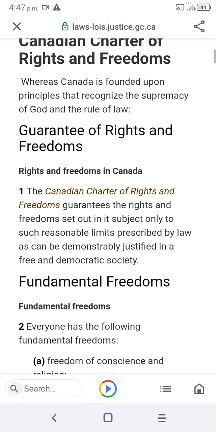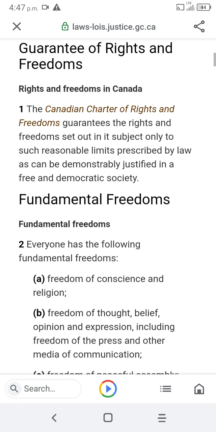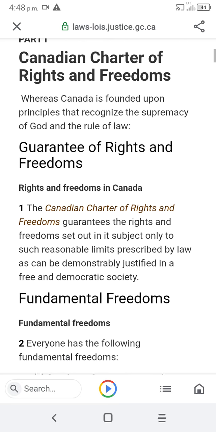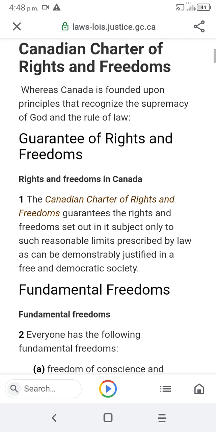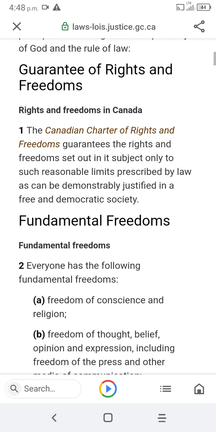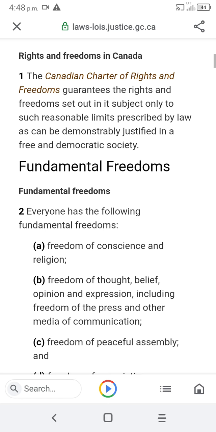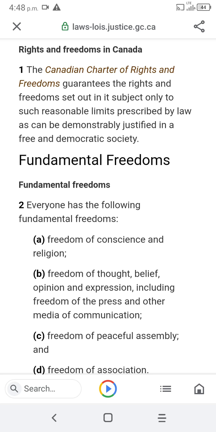Then we have the 34 sections of the Constitution here. Actually, there's more added now. But essentially, the Canadian Charter was written with 34 sections. And when you look at them, you see that they're written down the exact same way that I said. You have your basic right there. Number 1, the Canadian Charter of Rights and Freedoms guarantees the rights and freedoms set out in it, subject only to such reasonable limits prescribed by law as can be demonstrably justified in a free and democratic society.